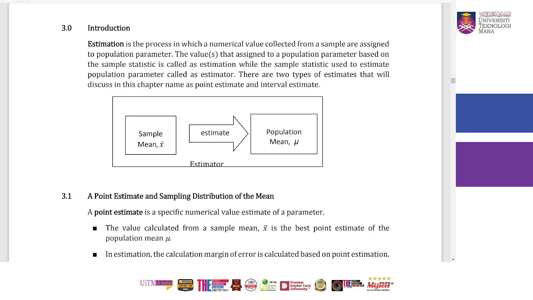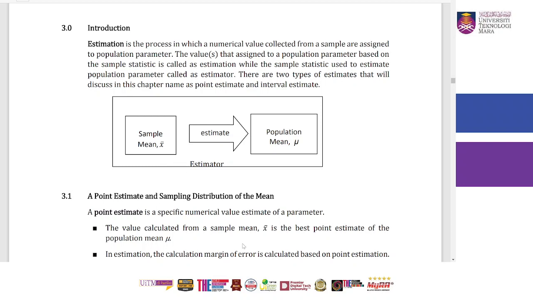So, in this case, kita dapatkan satu sample mean X bar. So, kita estimate. So, this is the estimate. So, we use the sample mean to estimate the population mean. So, we use the sample mean X bar untuk kita buat satu telahan berkenaan dengan population mean, iaitu mu. So, ini adalah proses yang dikatakan sebagai estimation process.